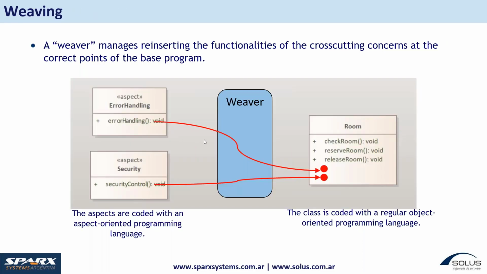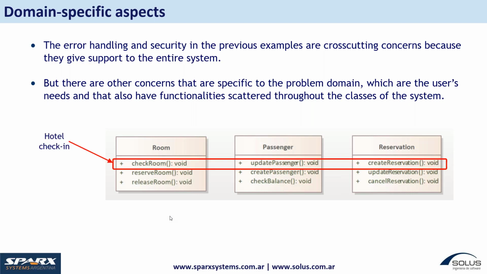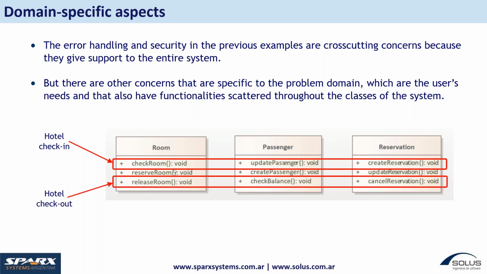In this case, I was talking about non-functional methods, but we also have other kinds of concerns, because, for instance, in the problem domain of a hotel, maybe we want to perform a hotel check-in, and the methods to perform this operation are scattered throughout a lot of classes in the system. Maybe we want another kind of concern, like hotel checkout, and we have methods throughout the different classes. These concerns must be encapsulated into aspects.